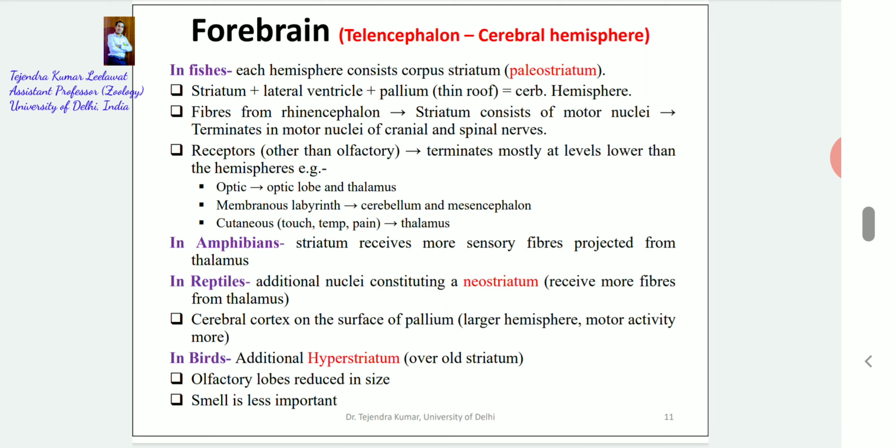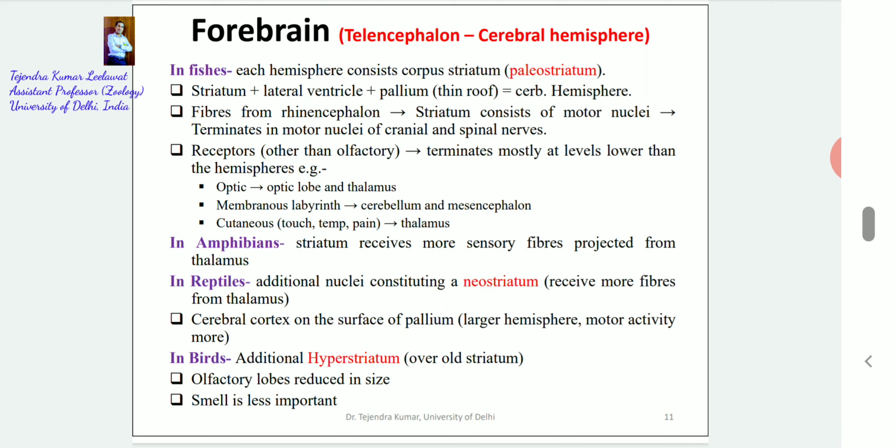Next, receptors. Other than olfactory, because I already discussed olfactory in the upper point, that rhinencephalon, because rhinencephalon is related to the olfactory. Okay, other than olfactory, receptors are also there, because we have sense capacities. So these senses terminate not into the cranial or spinal nerve nuclei, but mostly at levels lower than the hemisphere.